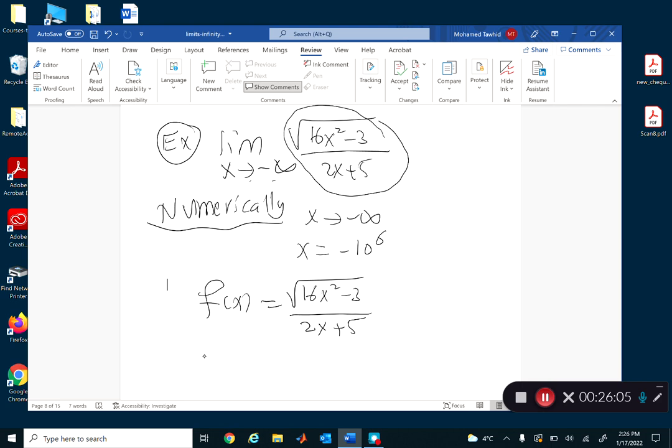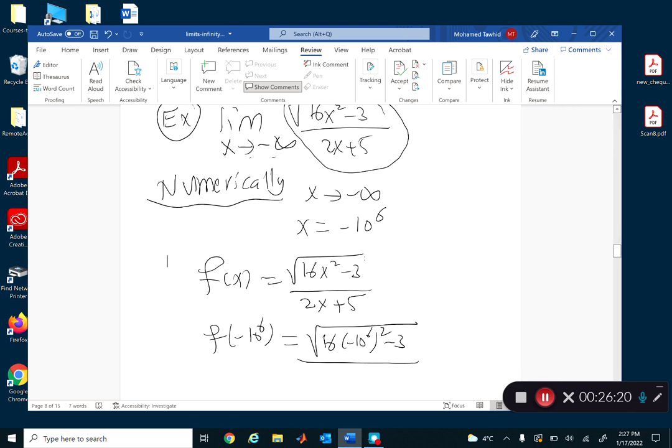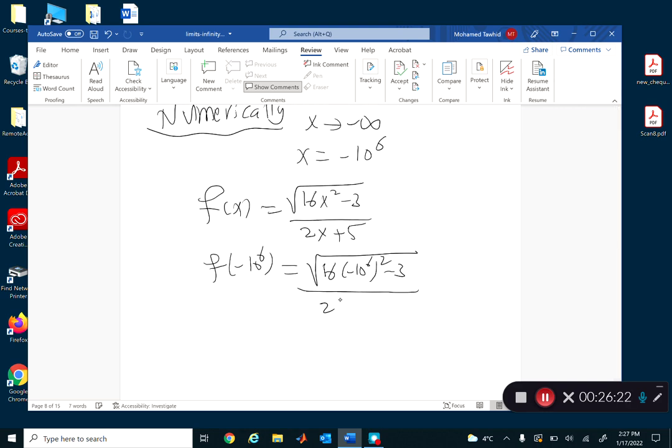So now what happens if I replace x by negative 1 million? So when you have the square root of 16 times negative 1 million squared minus 3, the whole thing divided by 2 times negative 1 million plus 5. I don't have the technology here, guys. That's 10 to the power 6. You go ahead and use technology for this to get which number you are close to.